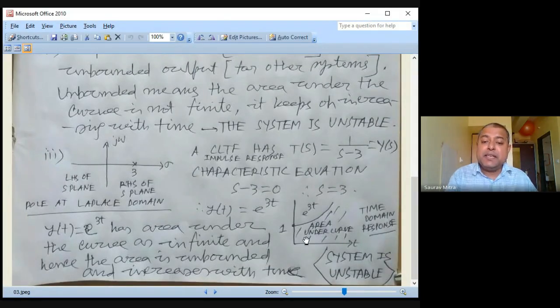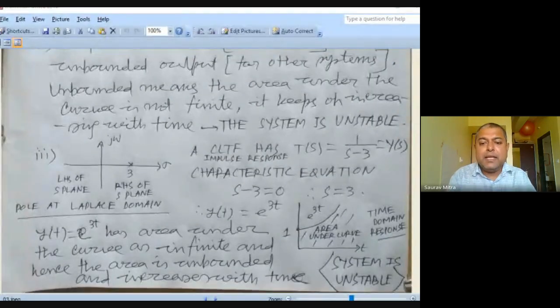So how much is the area under the curve? You find it is becoming infinite. e^t goes to infinity. Is it asymptotic? No, it is not asymptotic. e^(-3t) would have been asymptotic, but e^(+3t) is not. It is not coming closer to y(t) = 0, but is increasing and increasing. So this is the y(t) graph, e^(3t). The area under the curve is increasing, and this is the time domain response.